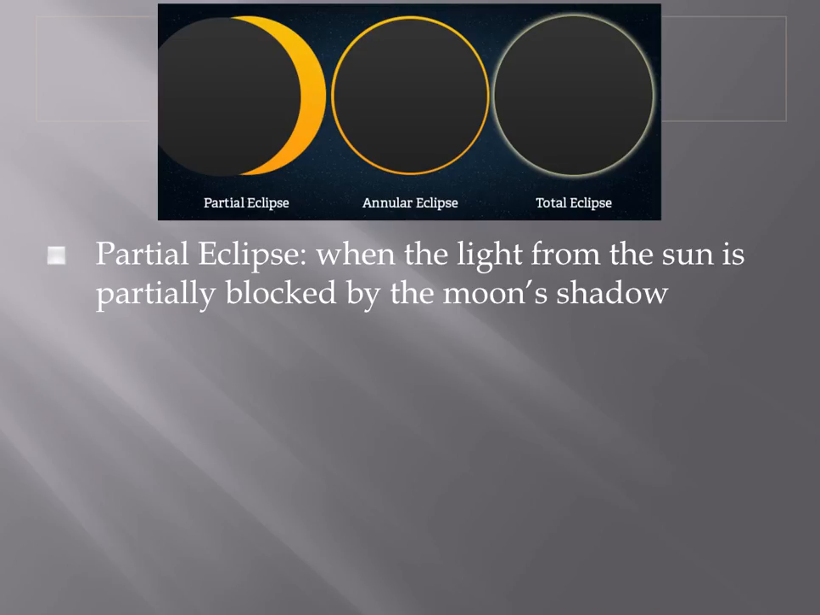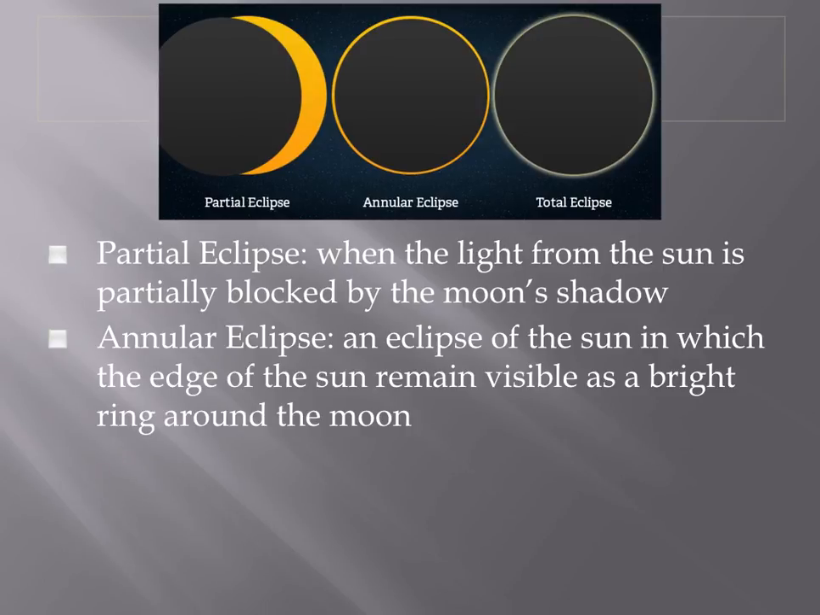Here's what you see when you actually look at the sky. During a partial eclipse, the light from the sun is partially blocked by the moon's shadow, so you still see part of the sun there. An annular eclipse, an eclipse of the sun in which the edge of the sun remains visible as a bright ring around the moon, so you still see that sun there.